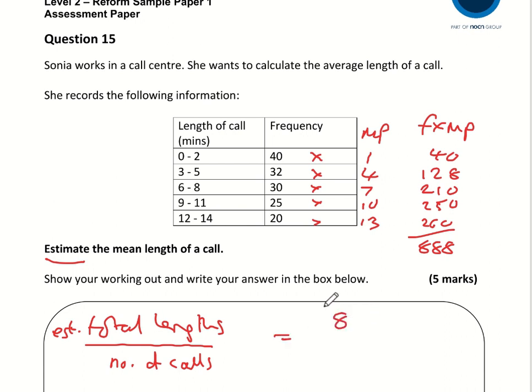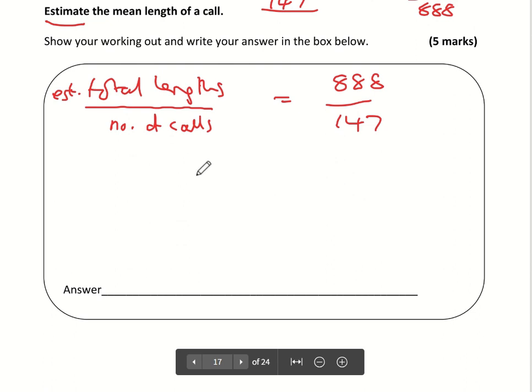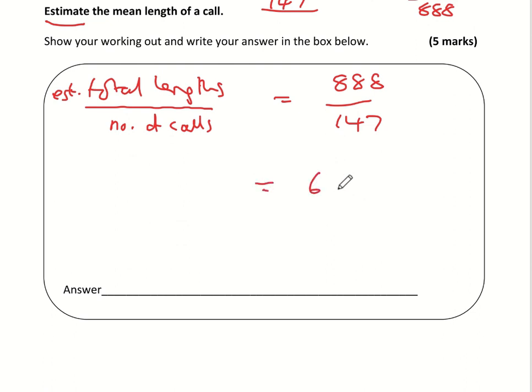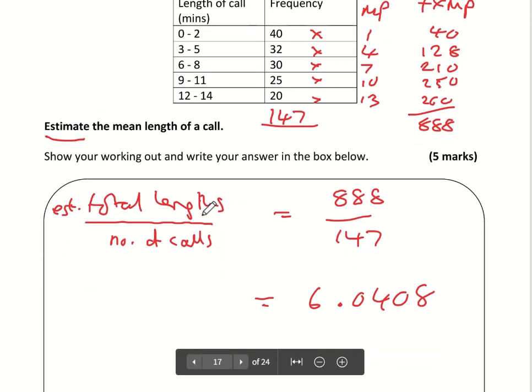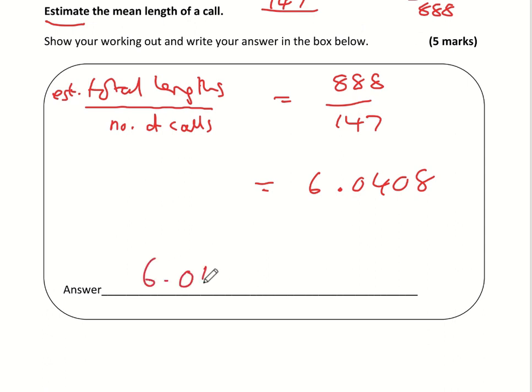So the estimated total is 888 divided by, well, how many calls were there, so we need to add up the frequency row as well. That comes to 147. So 888 divided by 147 is 6.0408, and that doesn't tell us how many decimal places, so we'll just leave it like that, 6.0408 minutes.